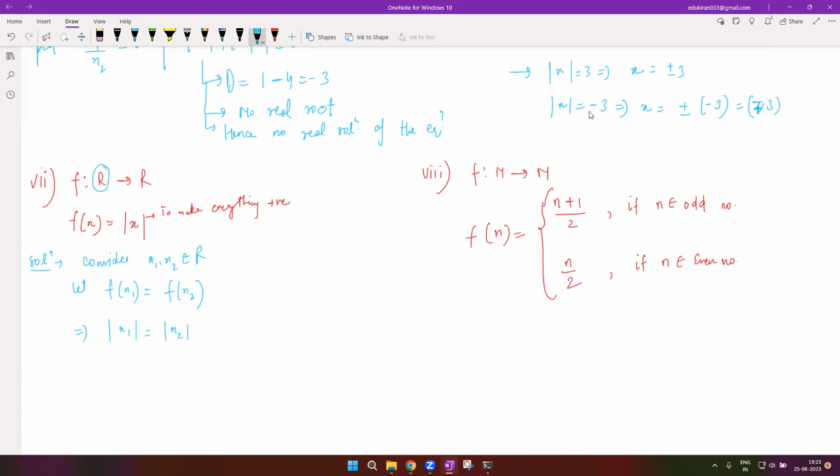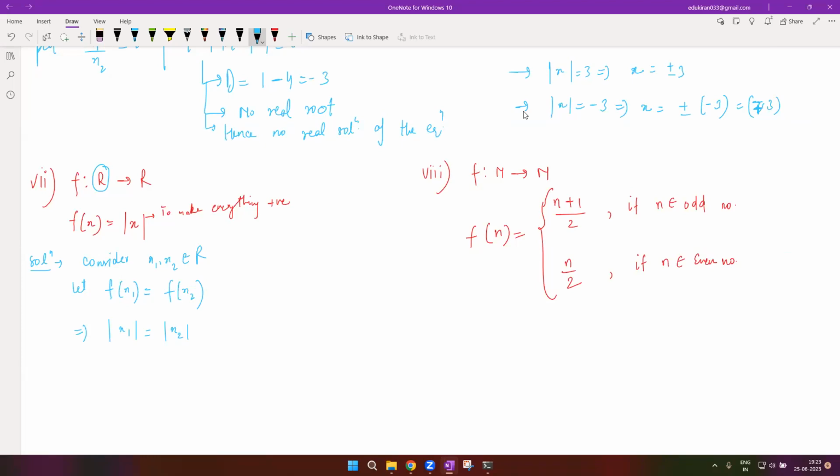What cannot be negative? Mod cannot be negative, right? So mod x, when you say that mod x is minus 3, this in itself is wrong, an incorrect statement. Mod x can never be minus 3.